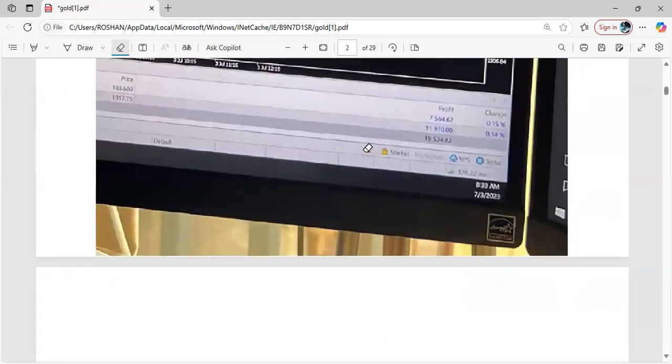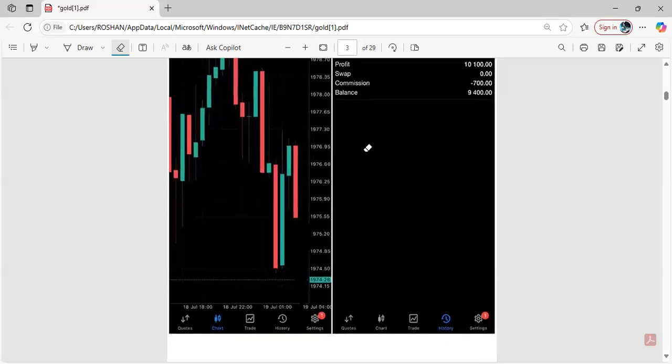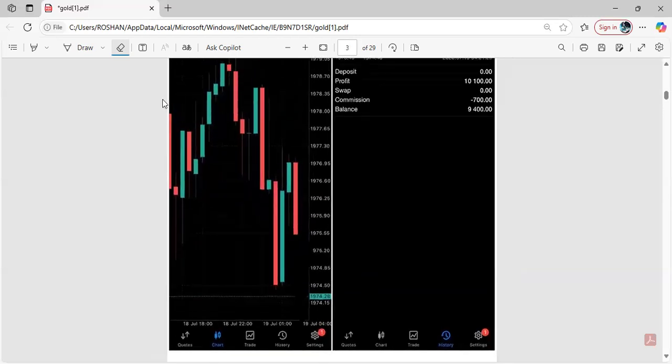So let's move to the next trade. How much lot has been executed? No issue. All right, so let's move to the next trade that I'm going to explain. I'm going to explain from the very basics so that beginners can also make sense of it, all right?